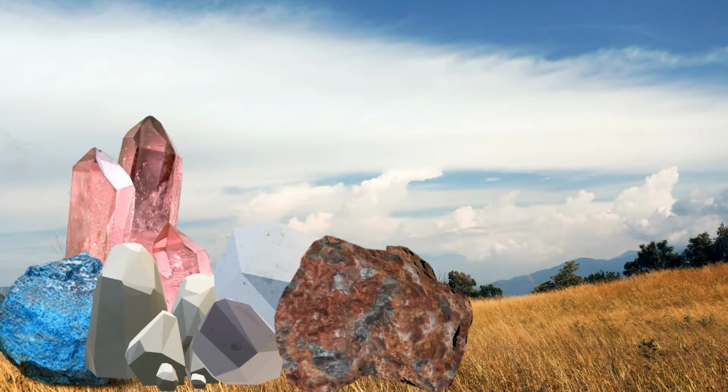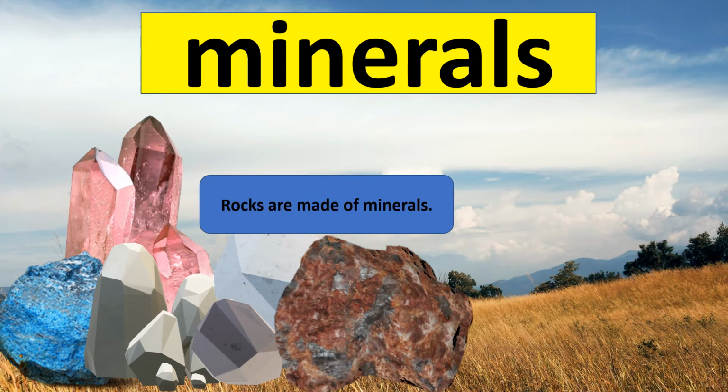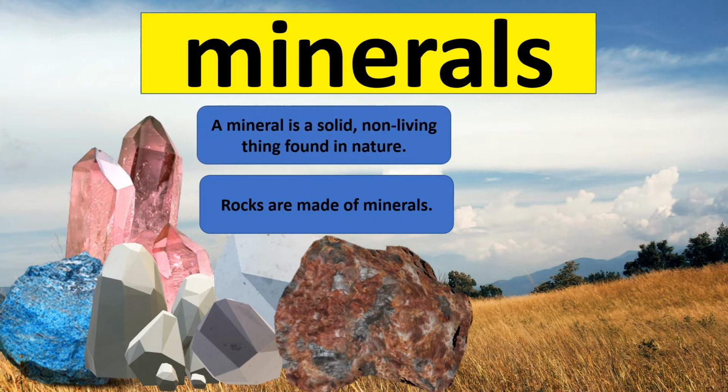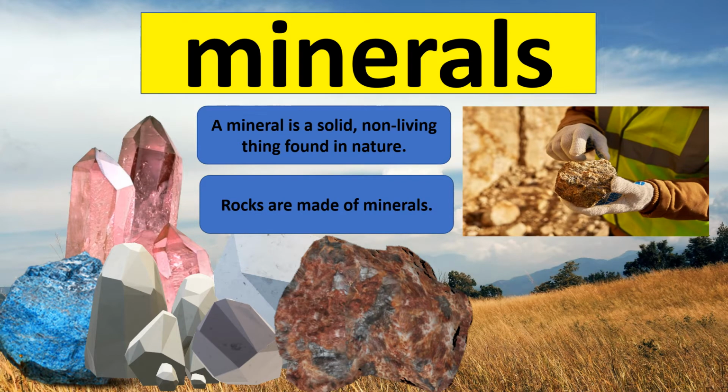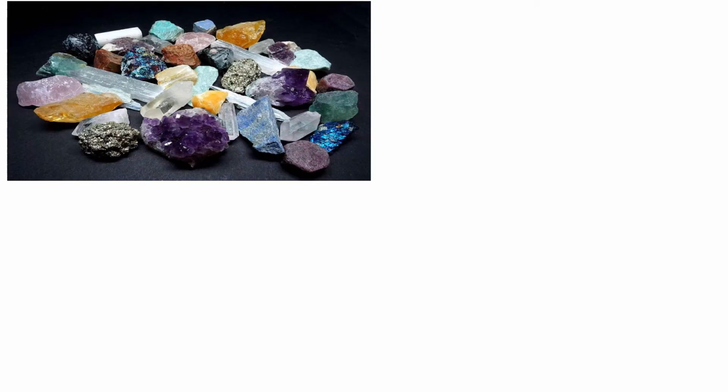Look at these rocks. Their colors are beautiful. A rock's color gives clues about the minerals that make it up. Rocks are made of minerals. A mineral is a solid, non-living thing found in nature. They are found underground and in soil. Minerals are even in the ocean and on the ocean floor. There are more than 3,000 different kinds of minerals.